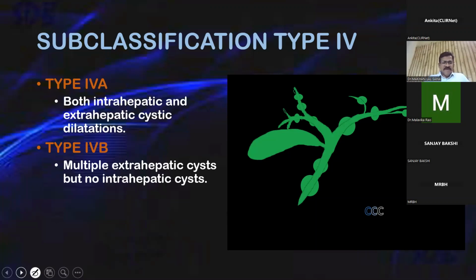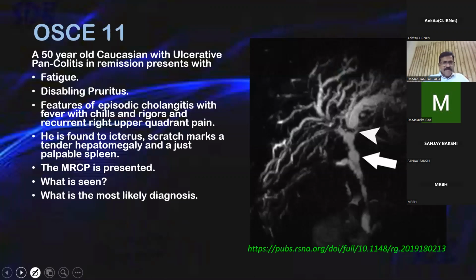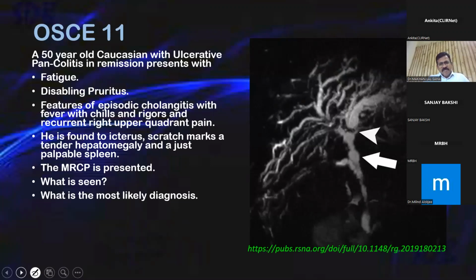Milind can take. Okay. A 50-year-old Caucasian with ulcerative colitis in remission presents with fatigue, disabling pruritus, features of episodic cholangitis with fever and chills and rigors, and recurrent right upper quadrant pain. He is found to be icteric, scratch marks, and tender hepatomegaly, and a just palpable spleen. The MRCP is presented. What is seen? What is the likely diagnosis?